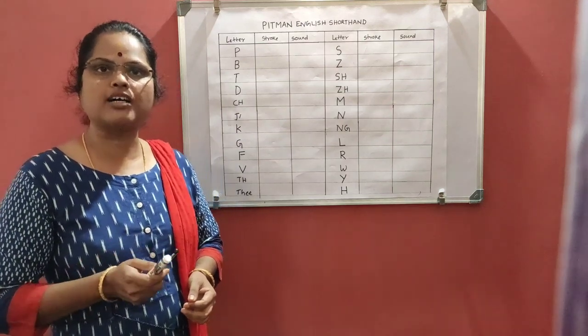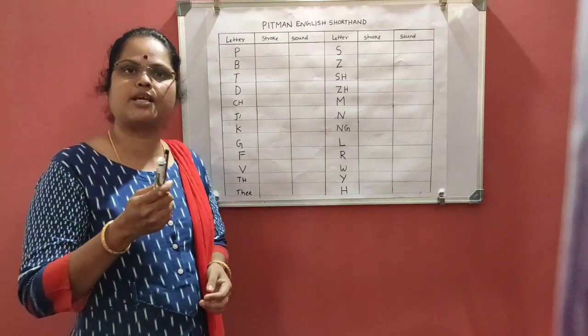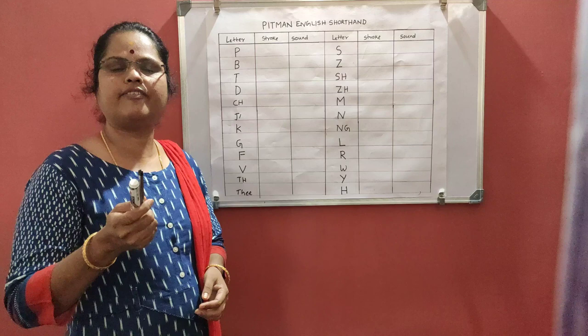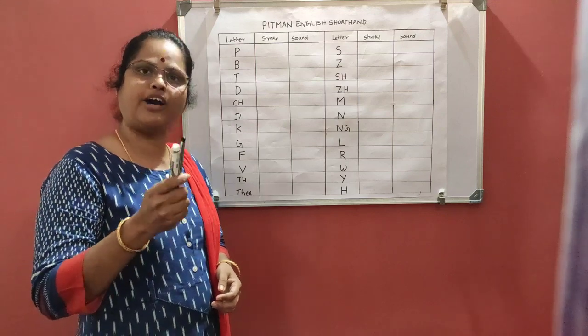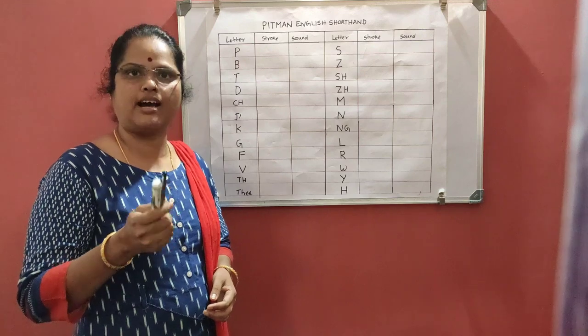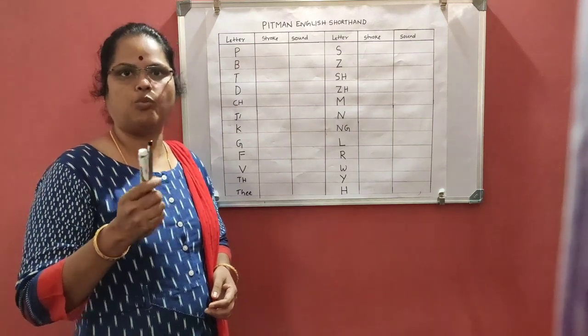But for writing dark strokes, here I am using pen. Otherwise, it is not visible to you. For your convenience, I am using pen. But you have to write in pencil only, both light strokes and dark strokes. I'll explain you one by one.